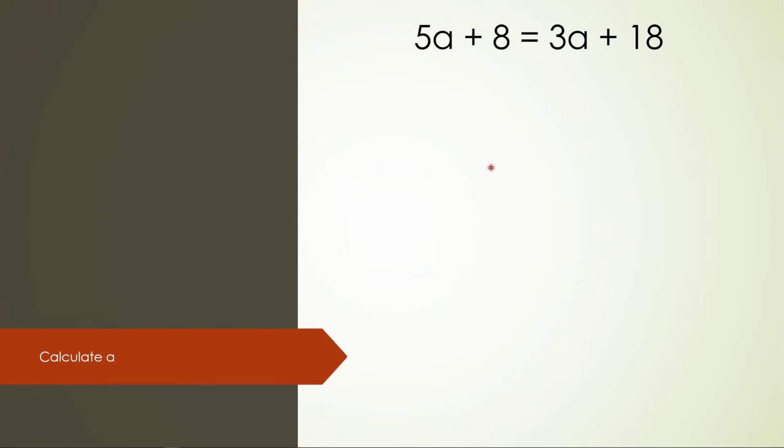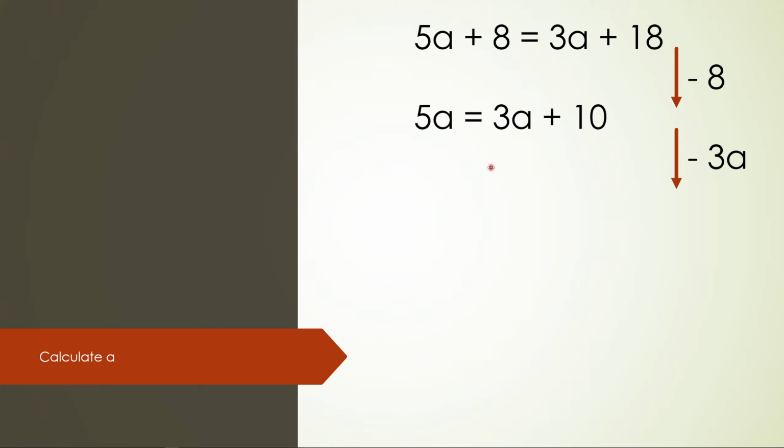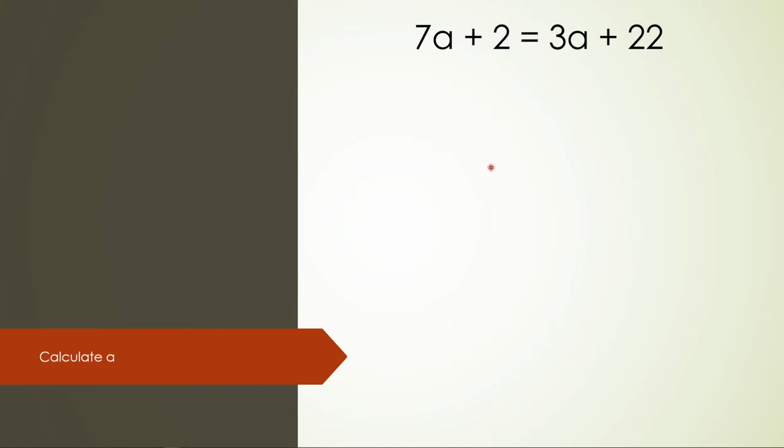5a plus 8 equals 3a plus 18. Well, let's just put all the letters on the left side, right? And all the numbers to the right side. Let's do that. Okay, on the left side we have to get rid of the 8. We just do minus 8. We have to do it on the right side too. 18 minus 8 equals 10. Okay, 5a equals 3a plus 10. Well, now we want to get rid of the 3a on the right side. So we just do minus 3a. We do it on the left side too. 5a minus 3a equals 2a. 2a equals 10. Well, now just divide by 2 again. And we're left with a equals 5. Let's control this, and it's correct.